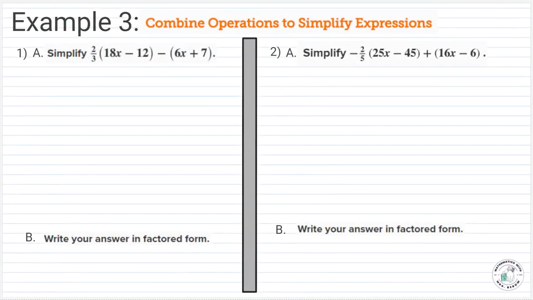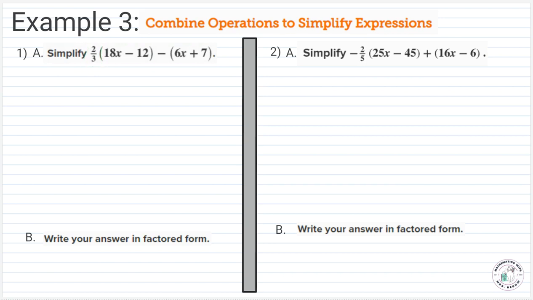All right, so taking a look at just one more set of questions here, and then I'm going to have a part 2 video for this concept where we'll take a look at story problems that involve simplifying expressions using a wide variety of operations. So for this first one on the left, it says simplify 2/3 and then in parentheses 18x minus 12, and then we have this minus 6x plus 7. It looks very similar to subtracting linear expressions, except for this is the new piece here, this 2/3 that's on the outside of the parentheses.